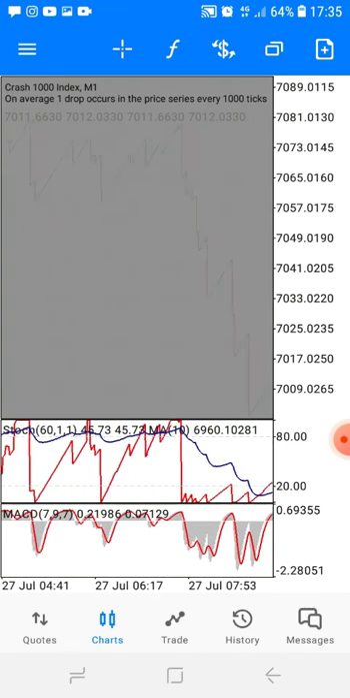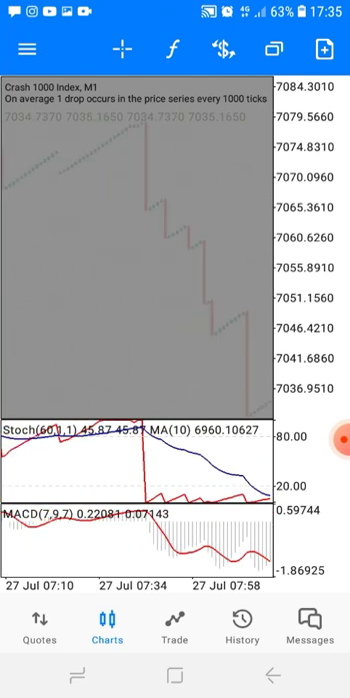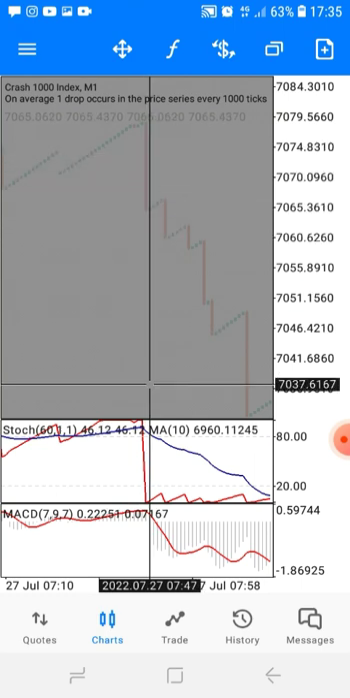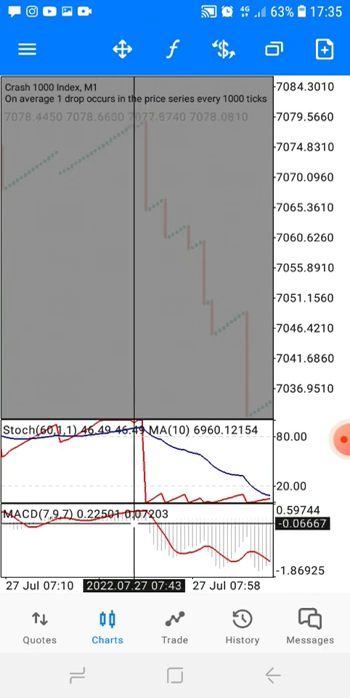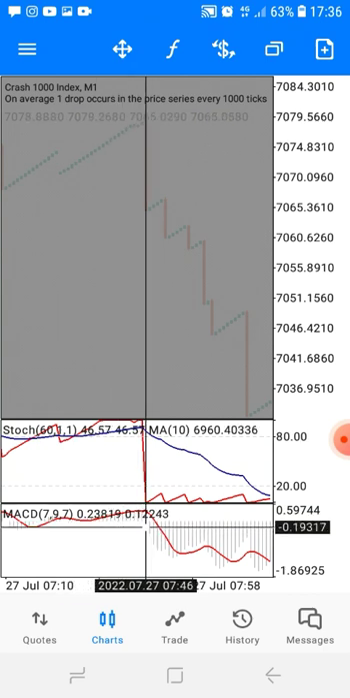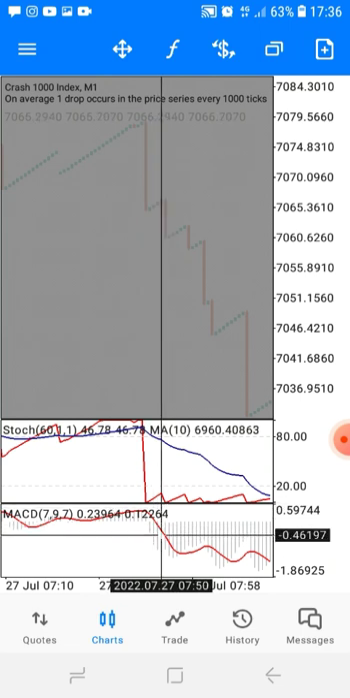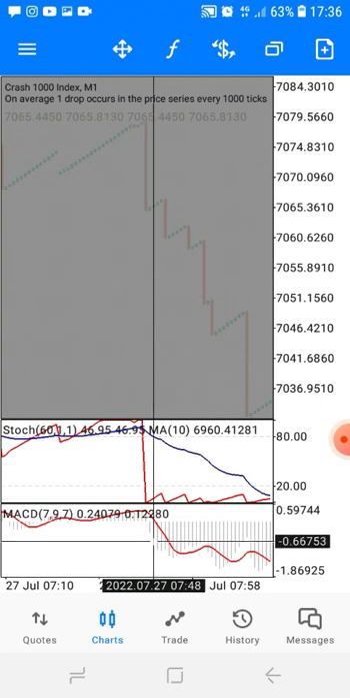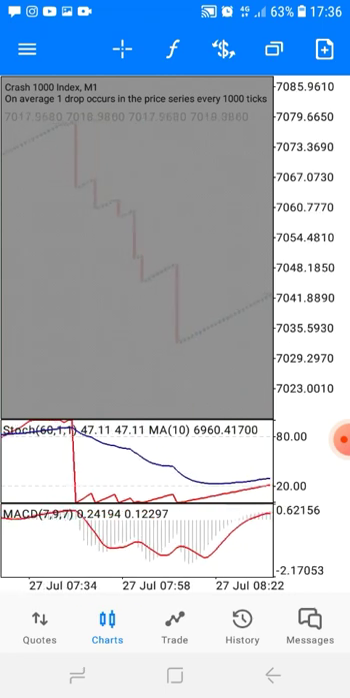Third rule. You wait for a cross right on level 90 and level 80, and make sure that the MACD is below the line. You see right here, the MACD is above, right? Make sure that the MACD is below. The fourth rule, move your screen from left to right.